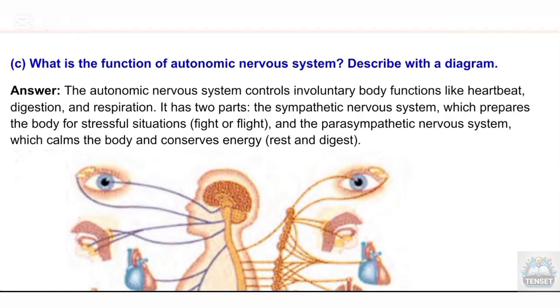C. What is the function of autonomic nervous system? Describe with a diagram. Answer. The autonomic nervous system controls involuntary body functions like heartbeat, digestion, and respiration. It has two parts: the sympathetic nervous system, which prepares the body for stressful situations, fight or flight, and the parasympathetic nervous system, which calms the body and conserves energy, rest and digest.